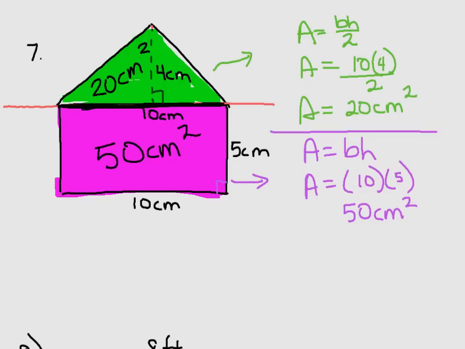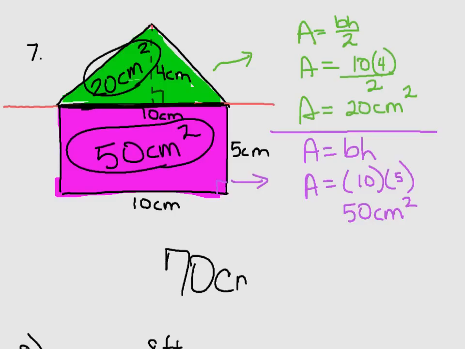To find the total area, I'd have to add 20 centimeters squared plus 50 centimeters squared, and so my total area is 70 centimeters squared.